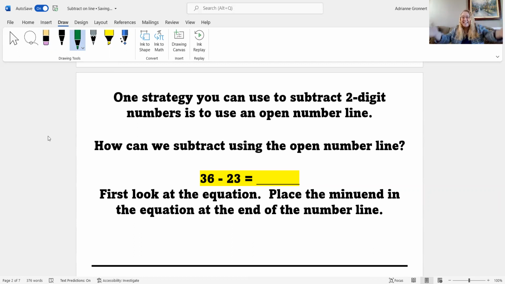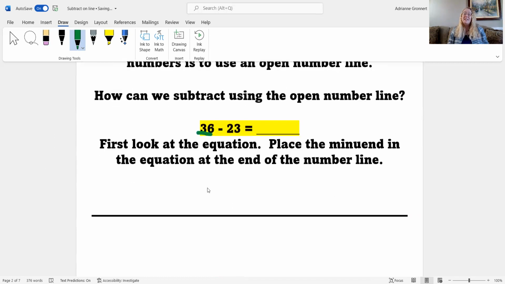What? What did you say? Yes, I said minuend. What's the minuend? Well, the minuend is the first number in the equation, or the number 36. So that's what we need to place at the end of the number line. And if you remember, we were working with adding last week. So we were placing our numbers at the beginning of the number line. But because we're subtracting or taking away, we start at the end.